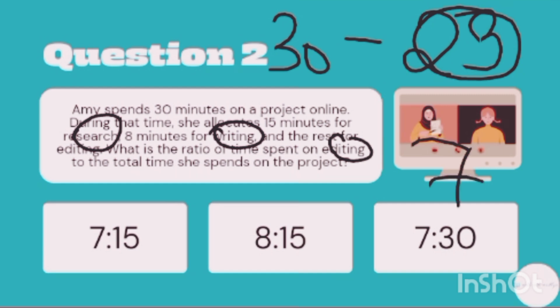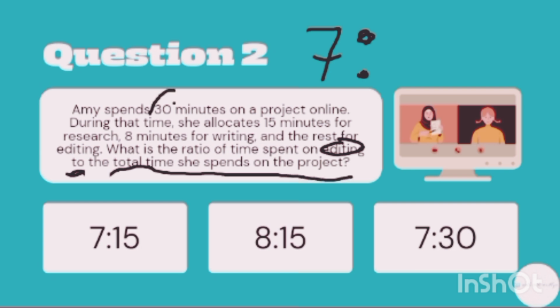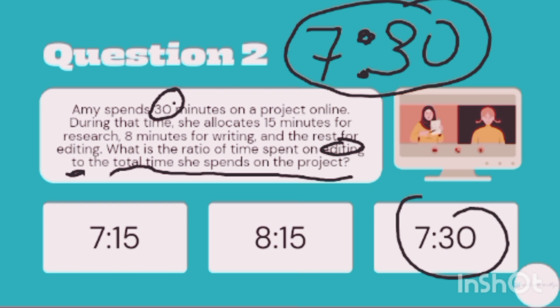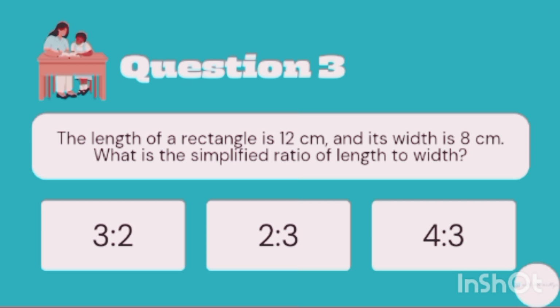So we get 7. They asked us for the ratio of the time spent on editing, which is 7, then we put the ratio sign, and then the total time she spends on the project, which is 30. So our answer is 7 ratio 30. Yes, it is correct. Now we have question number 3.